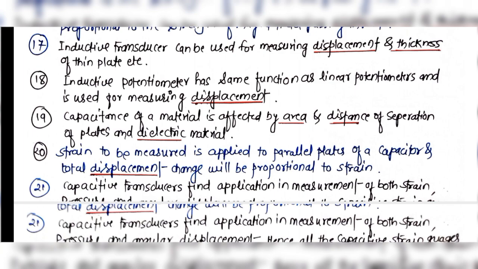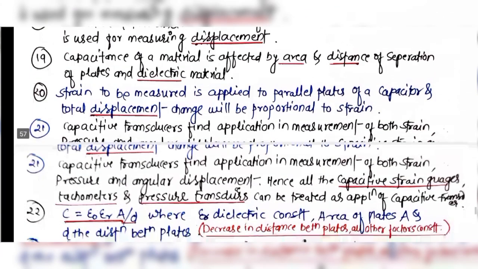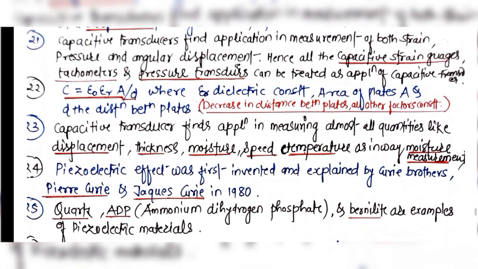Capacitance of a material is affected by area and distance of separation of plates and dielectric material. Strain to be measured is applied to the parallel plates of a capacitor and total displacement change will be proportional to the strain. Capacitive transducers are applied in measurement of strain, pressure, and angular displacement. Hence, capacitive strain gauges, tachometers, and pressure transducers can be treated as applications of capacitive transducers.